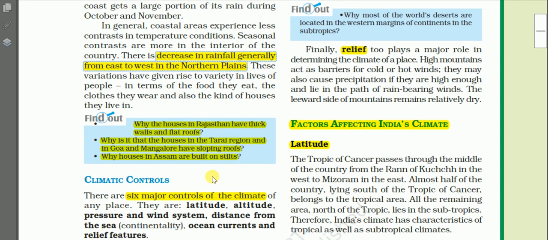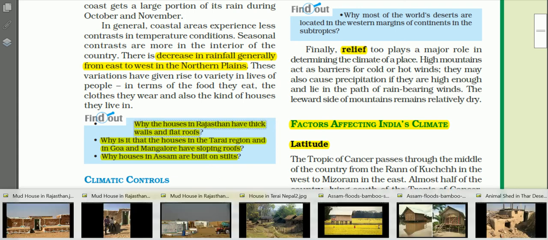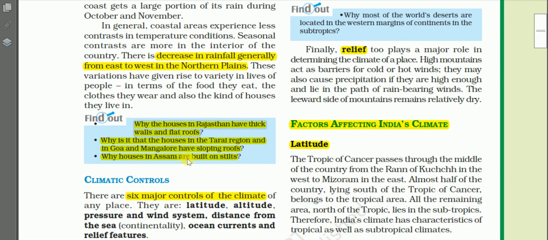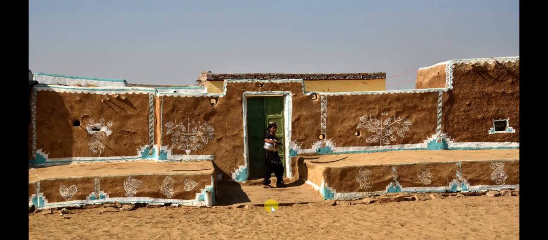Okay, now let us discuss three important questions here. The first question is, why do the houses in Rajasthan have thick walls and flat roofs? Just see, we have a photograph here. This is a typical house in the rural areas of Rajasthan, and here we see that the walls are very thick, made of mud, and at the same time the roof is also flat.